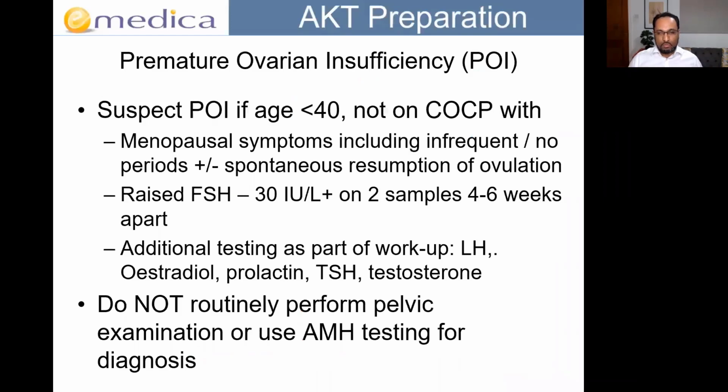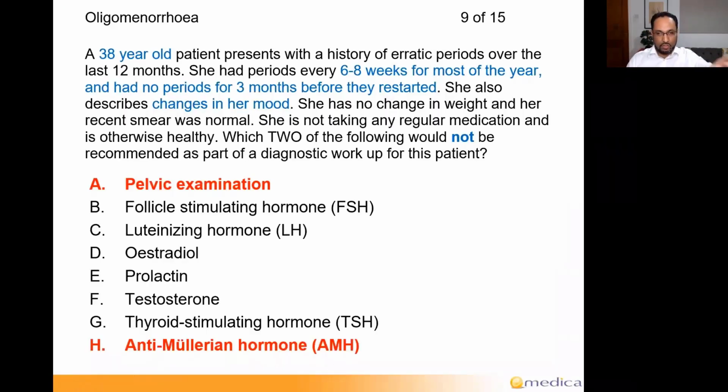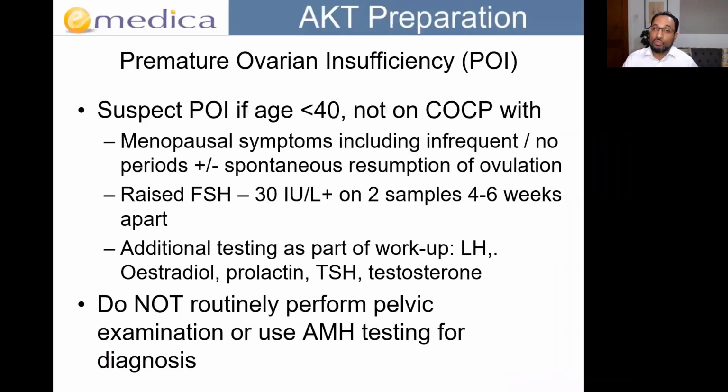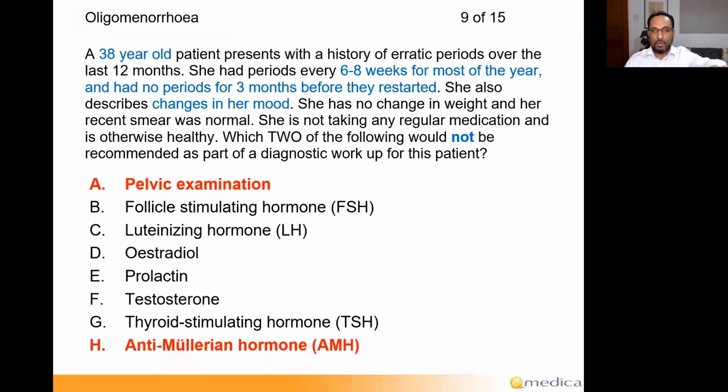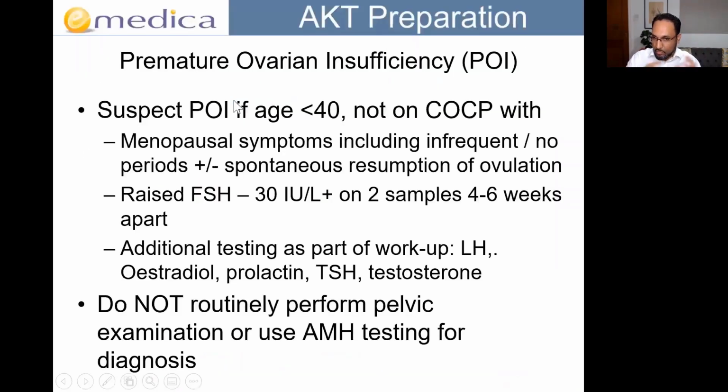So what this lady might have, given her age and the symptoms, is premature ovarian insufficiency, okay, POI. So when to suspect it? Under 40, not on the combined pill, and they've got menopausal type symptoms. So this lady's got infrequent and erratic periods. She's got changes in mood. Do you see? That all fits with menopausal type symptoms, okay? And sometimes they'll have a period of no periods, but then it spontaneously comes back, okay?